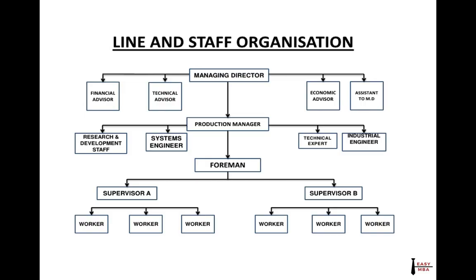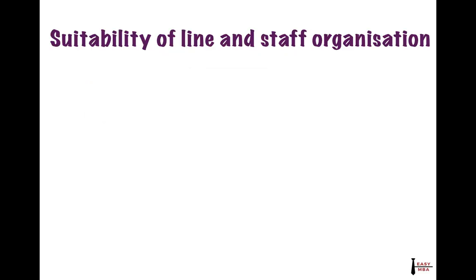Now if the production manager doesn't want to use the advice of the systems engineer, the R&D staff, the technical expert or the industrial engineer, he may not use their service, but they are available to him in case he requires their services. So that kind of organization is known as line and staff organization.